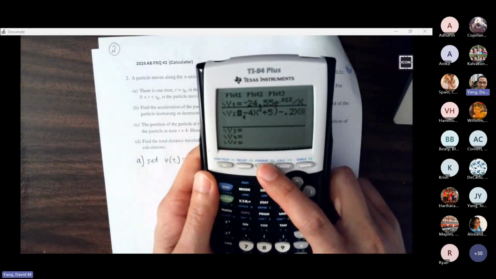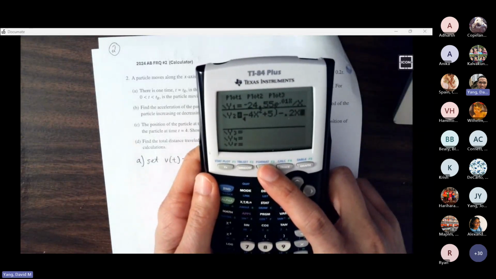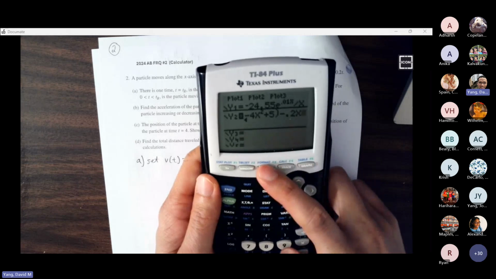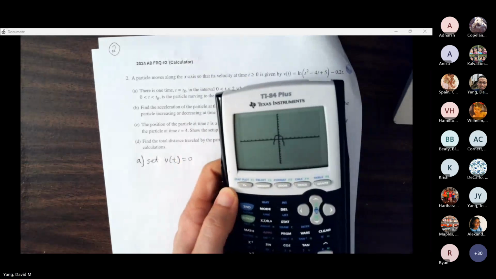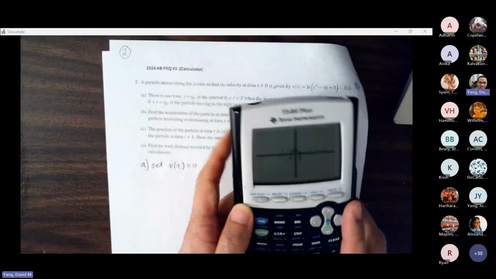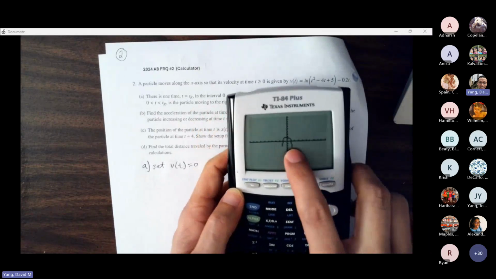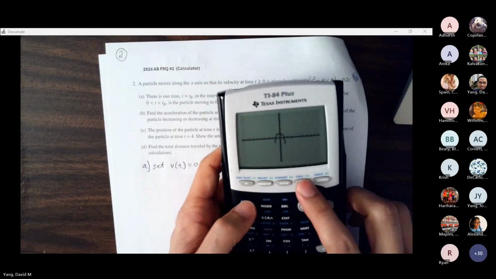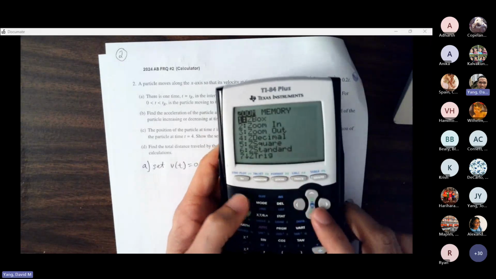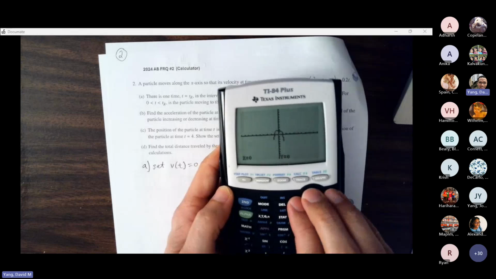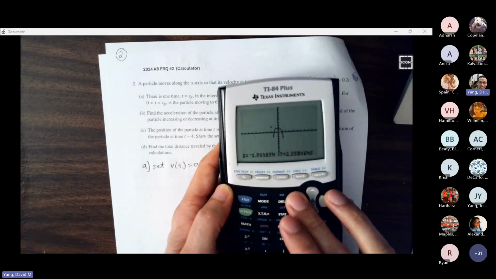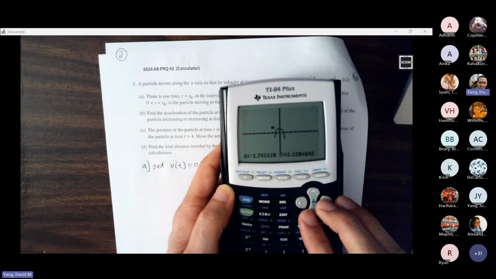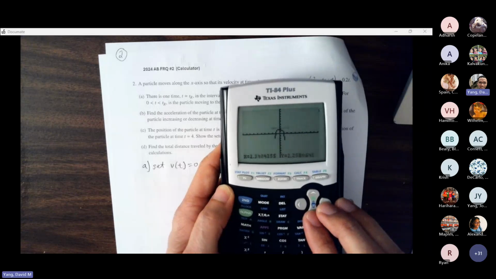Typed it into Y2. I'm going to graph it, sim 6. I'm looking for a value between 0 and 2, so I'm looking for a positive value there. If I do zoom 1, let me just draw a box around that region and have an easier time looking for my x-intercept after that.